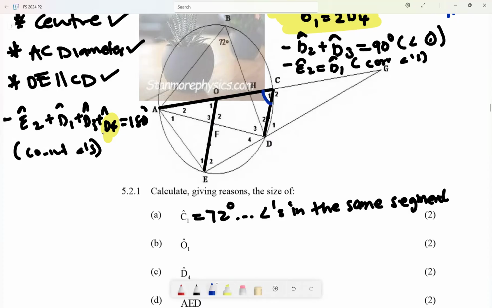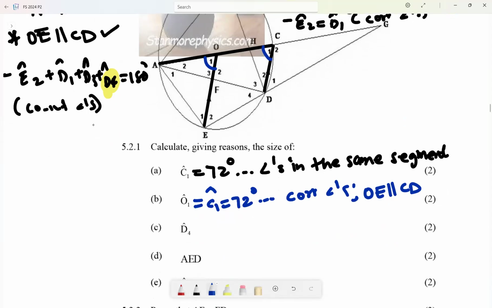So now C1 is equal to angle O1. Can you see that? Angle O1 is equal to angle C1, which is 72 degrees. Why are we saying corresponding angles? Such that these two lines, OE is parallel to CD. Good. D4. Can you see now?